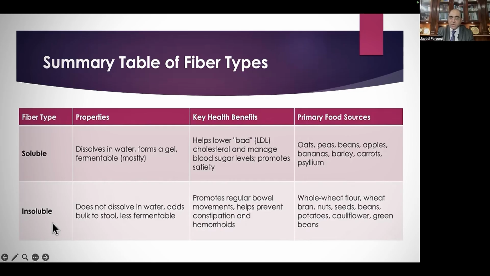The insoluble fibers, the properties, this fiber does not dissolve in water. It adds bulk to stool and it is less fermentable. The key health benefits is it promotes regular bowel movements, helps prevent constipation and hemorrhoids. And the primary food sources for the insoluble fiber are whole wheat flour, wheat bran, nuts, seeds, beans, potatoes, cauliflower, and green beans.